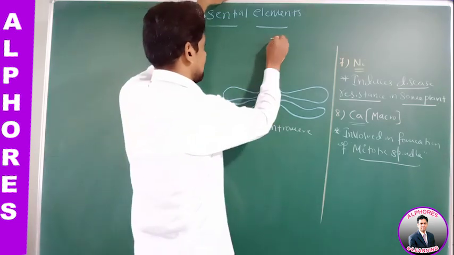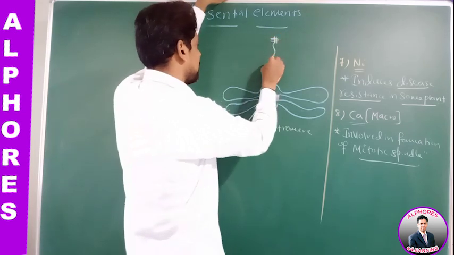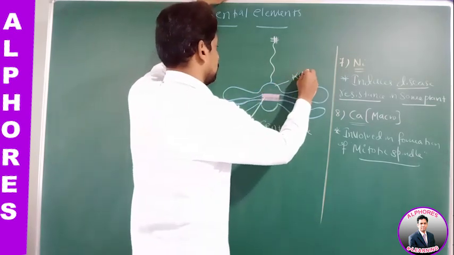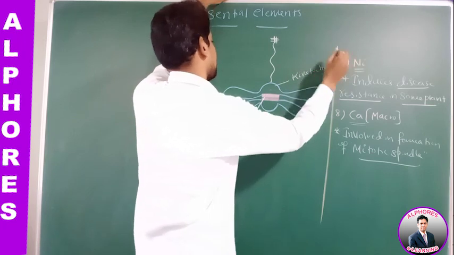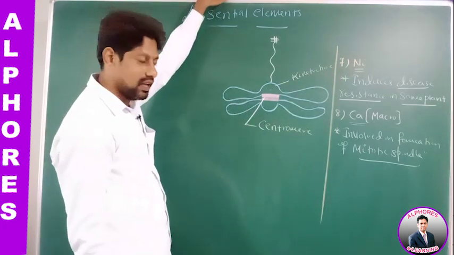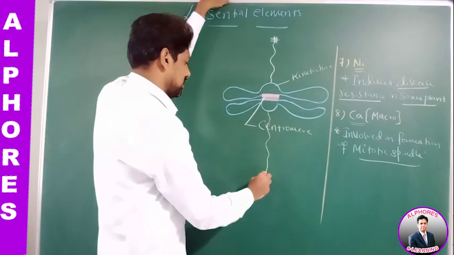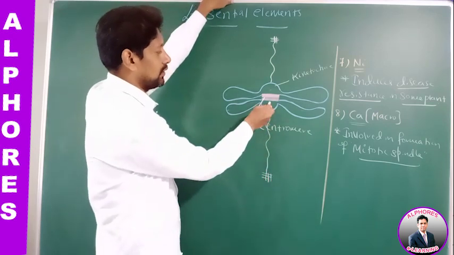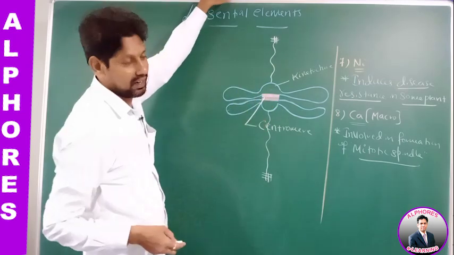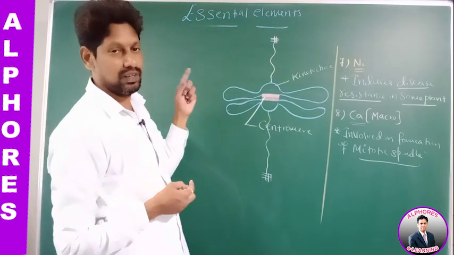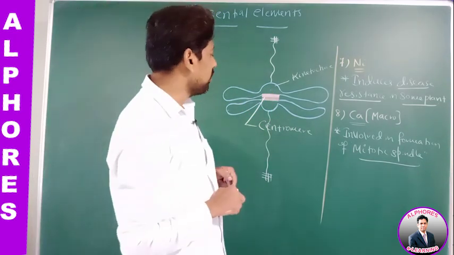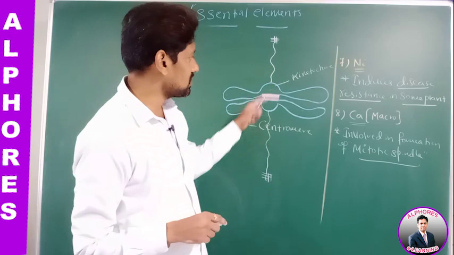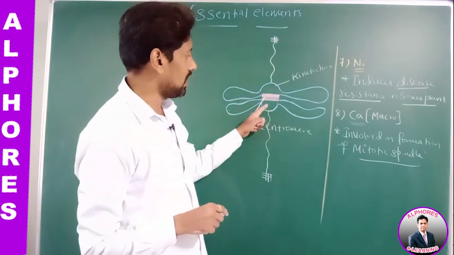During mitosis, in which phase do spindle fibers come and attach to the kinetochore? This is the kinetochore. It is metaphase. During metaphase, the spindle fibers come and attach to kinetochores present on either side of the centromere. We read this statement during cell division in first year.